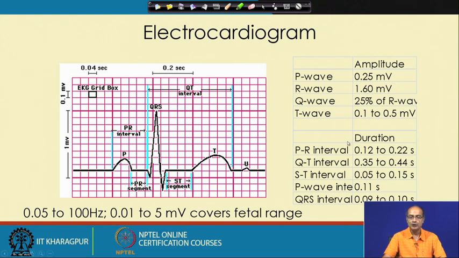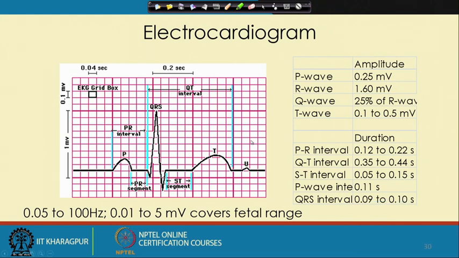Now, let us look in more detail into the activities of the electrocardiogram. The first part we told, that is the P wave, that is responsible for the contraction of the atrium. It has a very small voltage, about 0.25 millivolt, and after the P wave we get a small interval, that is the PR segment.